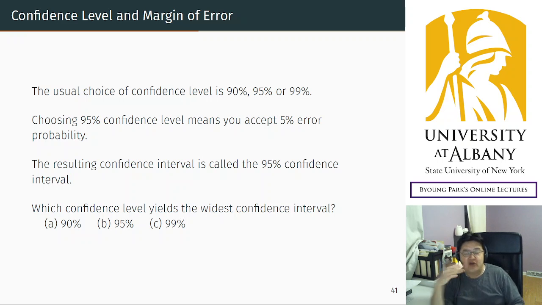So then, given the chosen confidence level, you can calculate the marginal error corresponding to that level, and then using the marginal error, you can calculate the confidence interval. That is called the 95% confidence interval. So we usually use the confidence level to define the confidence interval.